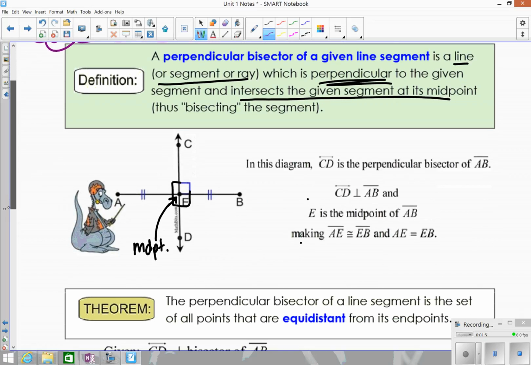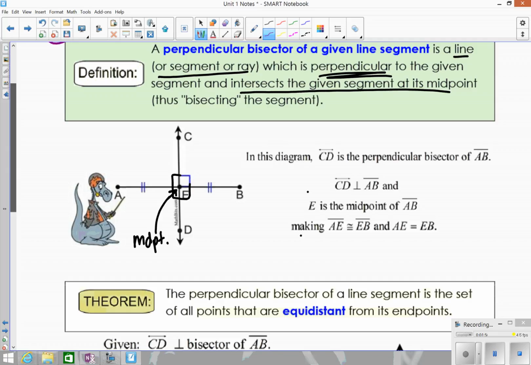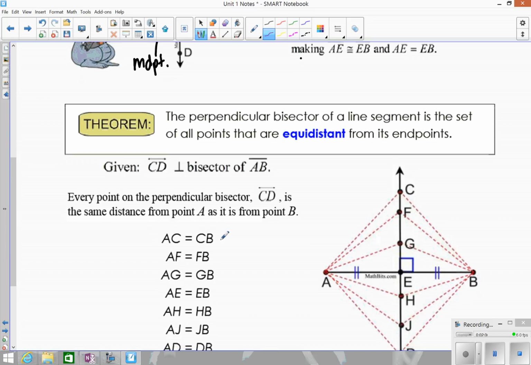So let's go ahead down and look at this first example here. This theorem down here is saying that whenever we have a perpendicular bisector, we know it's perpendicular to the original segment, we know that it's cutting the segment in half, but there's also a property that says any point on that perpendicular bisector is going to be equidistant from the two endpoints of the segment. Now remember, equidistant means equal distance. It means the same distance away.